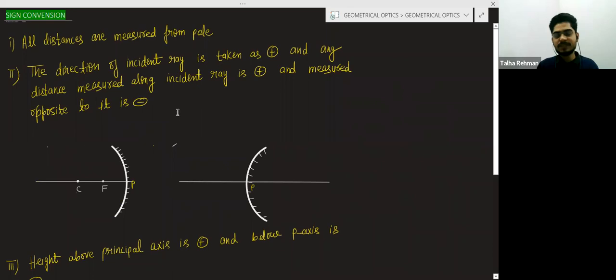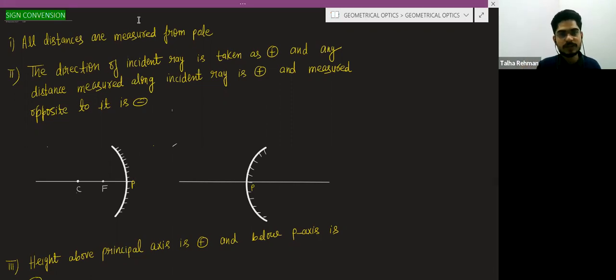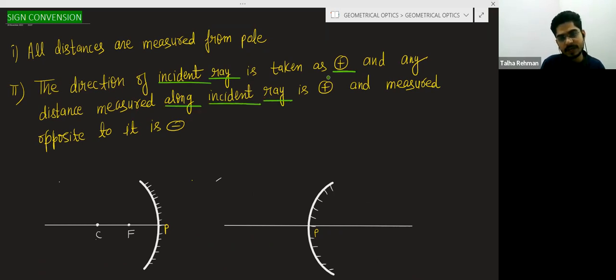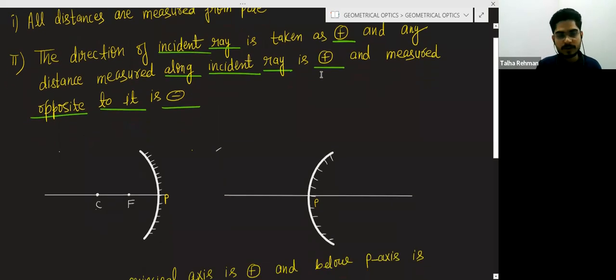After this, there is a sign convention. The first sign convention: all distances are measured from the pole. So this is the pole, and all the distances you will measure from the pole. Another: the direction of the incident ray is taken as positive. Any distance measured along the incident ray is positive, and measured opposite to it is negative. So remember this point.